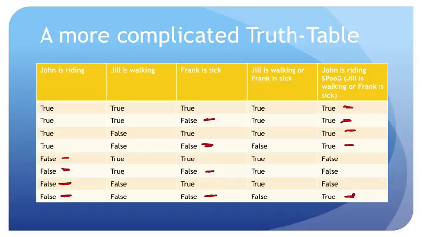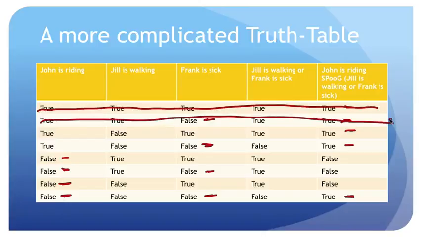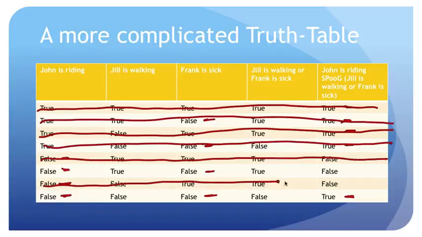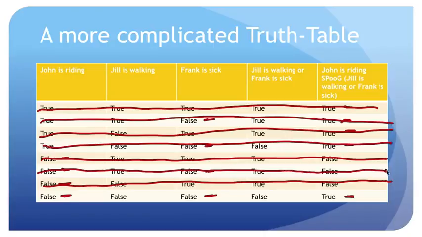Well, we can immediately figure out that we're not in one of these top 4 scenarios, because in all of those top 4 scenarios, John is riding his bicycle, right? So premises 1, 2, and 3 together rule out the top 4 scenarios. We can also figure out that we're not in scenarios 5 or 7, because in scenarios 5 or 7, Frank is sick. So we can rule out those scenarios. And we can rule out the sixth scenario, because in the 6th scenario, it's not true that John is riding his bicycle spoog, Jill is walking to the park, or Frank is sick.